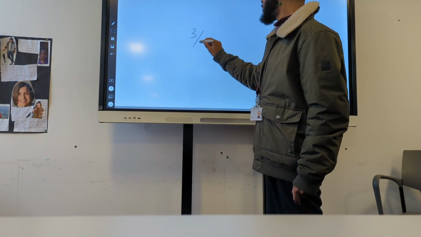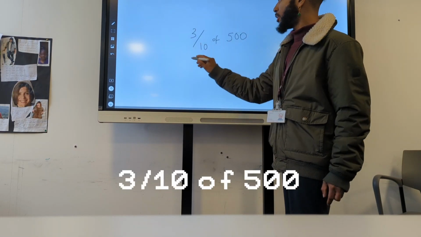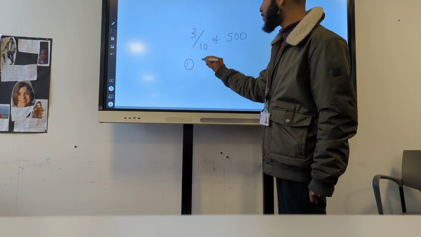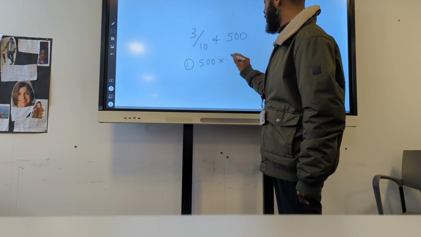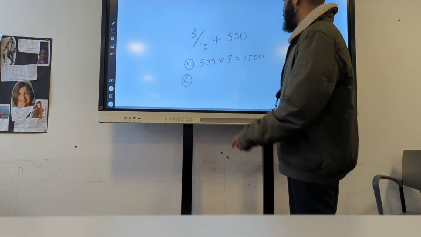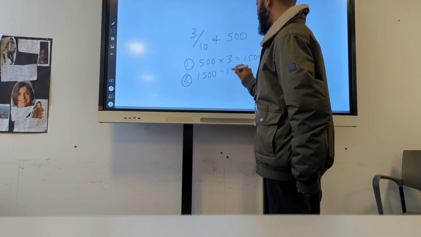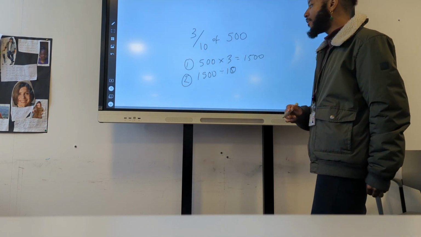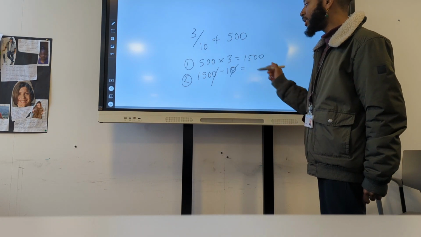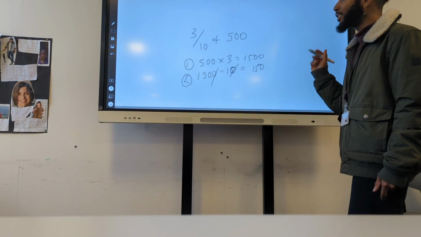Okay, 3/10 of 500. Number 1, as you probably know, times it by the numerator, so 500 times 3 equals 1500. Then we take our answer, which is 1500, and divide it by the denominator. 1500 divided by 10, you can basically just do that. 150 divided by 1 is 150. So 3/10 of 500 is 150, okay?